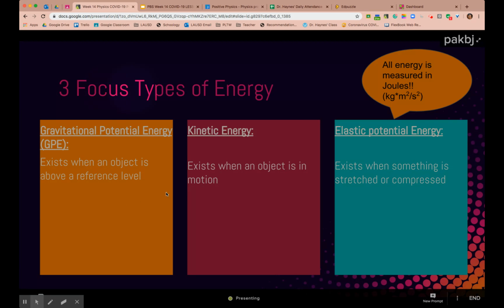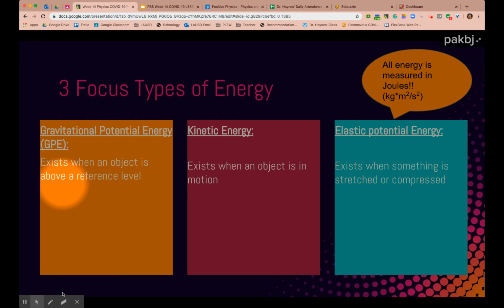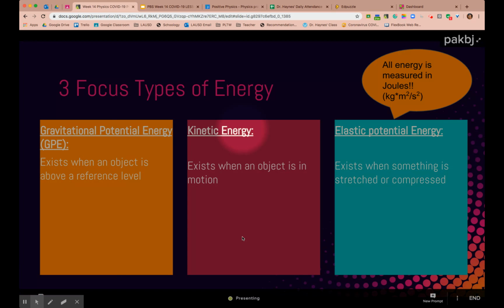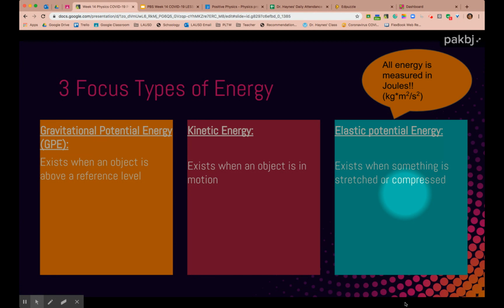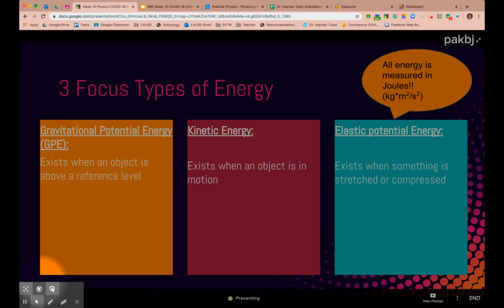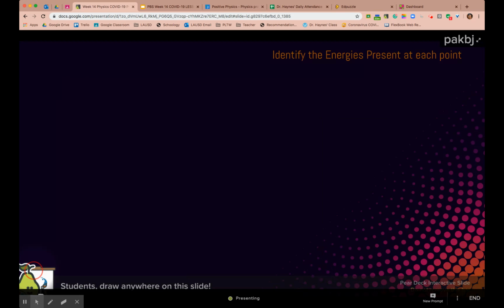There are three focus types of energy that we'll be looking at. Remember, all energy is measured in joules, but the three types are gravitational potential energy, which is energy that exists when an object is above a reference level. So if you're standing on the ground, but then you stand on a chair, you have gravitational potential energy if the floor was your reference level. Then there's kinetic energy, which exists when any object is in motion. And lastly, elastic potential energy exists when something is stretched or compressed. Like if you stretch out a rubber band, it has elastic potential energy. If you squeeze or compress a spring, it has elastic potential energy. So springs and anything stretchable can have elastic potential energy.